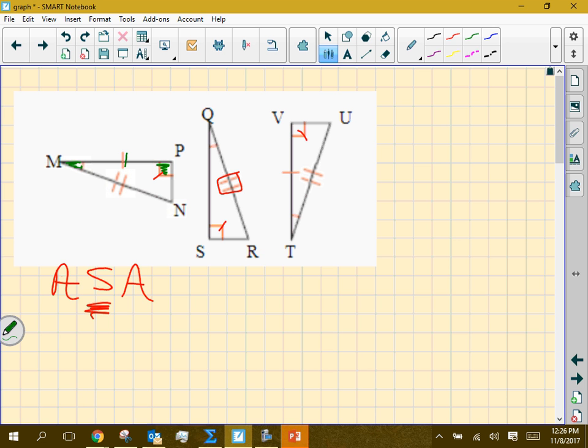Over here, do you have an angle, a side, and an angle sandwiched? Are those angles sandwiching that side? So then we're going to look at the first triangle and the third triangle as being the ones that are congruent. And we just got to name them correctly. Make sure if I go M, P to N, then I should probably go T, V to U.